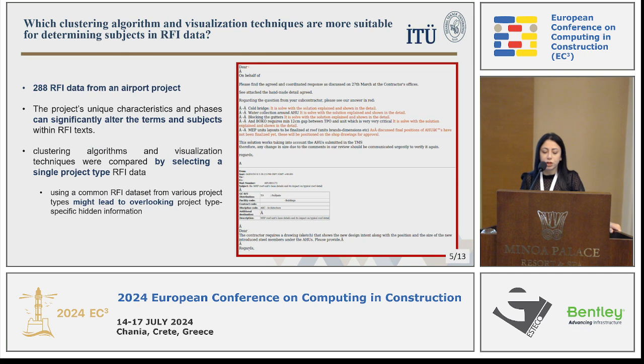To identify which clustering algorithm and visualization technique are more suitable for determining the subjects of RFIs, I analyzed 288 RFIs from an airport project, because a project's unique characteristics and phases can significantly alter the terms and subjects. Because of that, clustering algorithms and visualization techniques in this study were compared by selecting a single project type. If we took multiple project types, it may lead us to overlook project-type-specific information.